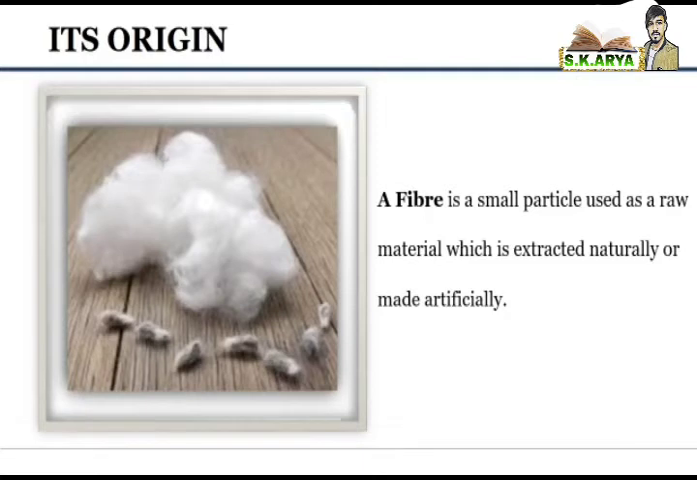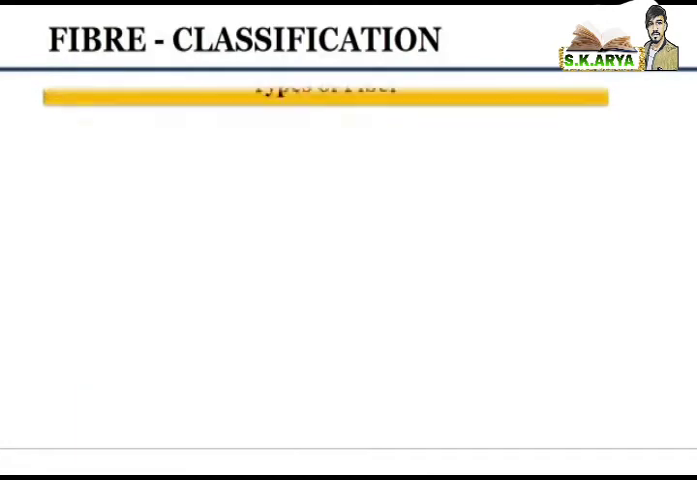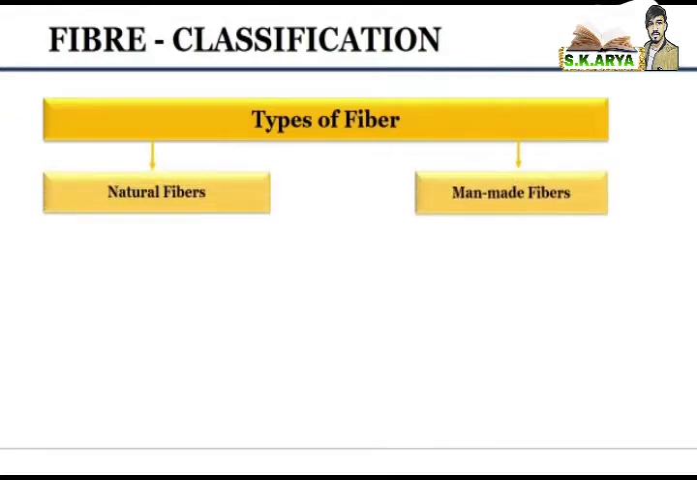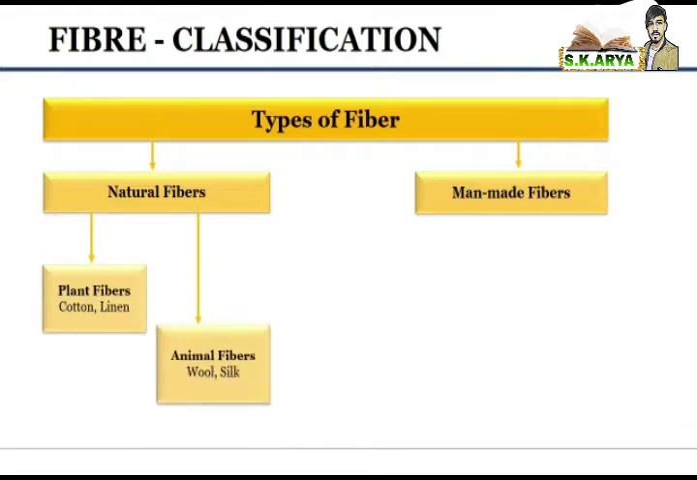Now let us learn how fiber is extracted. Fiber can be extracted in multiple ways. Hence, they are classified into two types. One, natural fibers, and the other is man-made. Natural fibers are further classified and extracted from plants and animals. For plants, for example, cotton plant for cotton and flax plant for linen. For animals, for example, sheep for wool and silkworm for silk.